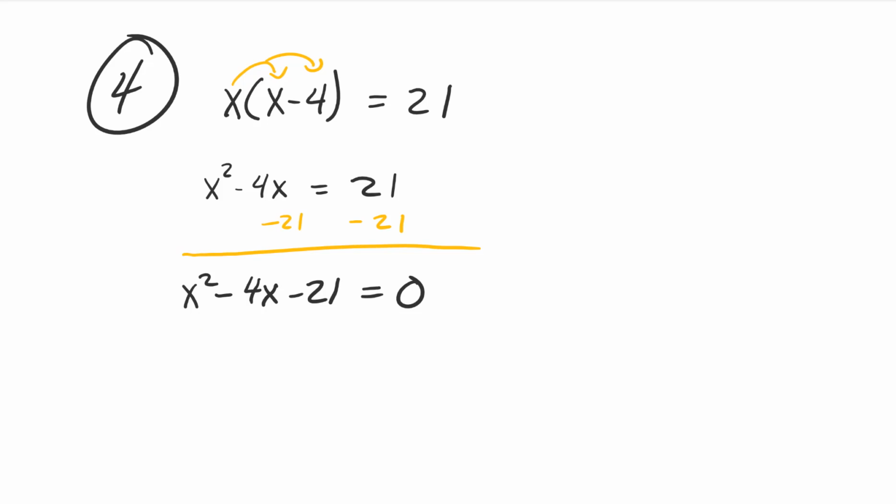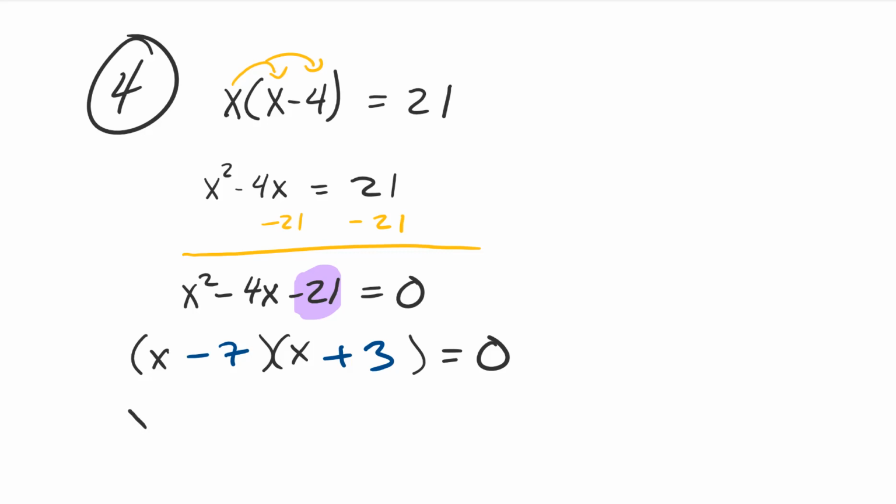Let's see if we can do it. Let's set it up into that factor. And remember, not everything factors. You hope it does. So we need two numbers multiplied together that equal negative 21 and they sum to be negative 4. I think that's going to be negative 7 and positive 3. Negative 7 times positive 3 is negative 21. Negative 7 plus 3 is equal to negative 4.